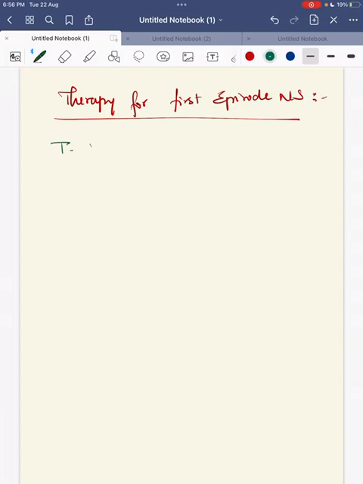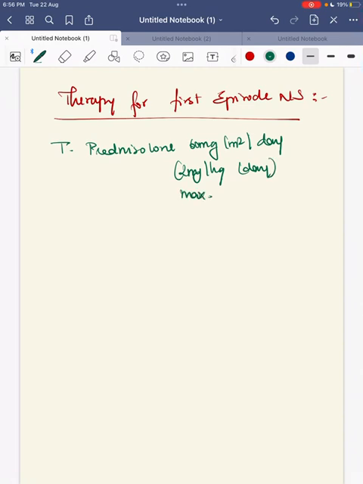Next we'll see about therapy for first episode of nephrotic syndrome. So you start the child with tablet prednisolone at the dose of 60 mg per meter square per day or 2 mg per kg per day. Maximum is 60 mg. You can give this in 1 to 2 divided doses for 6 weeks.